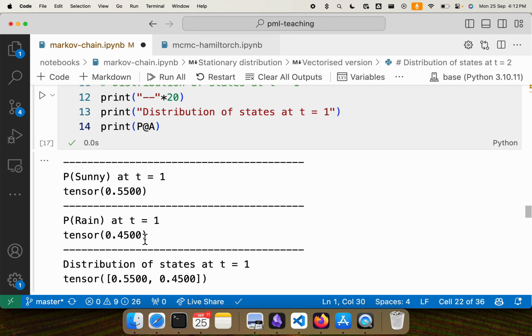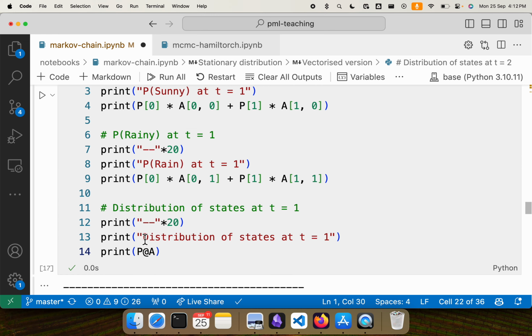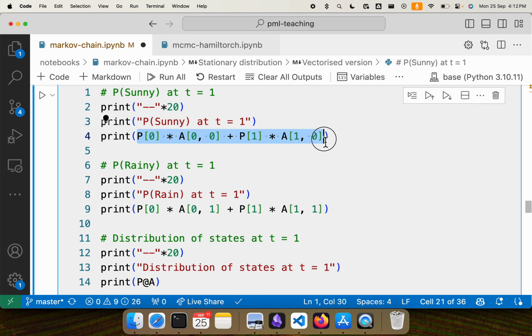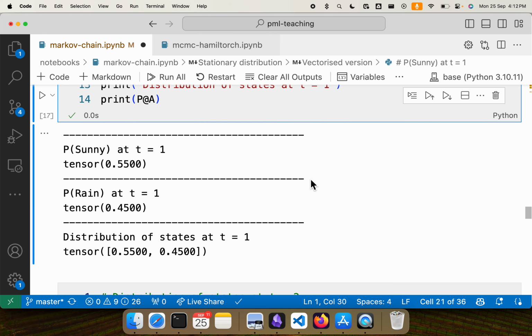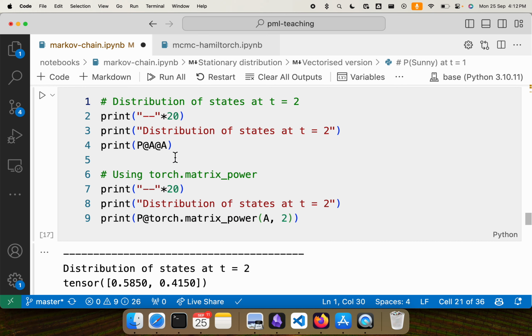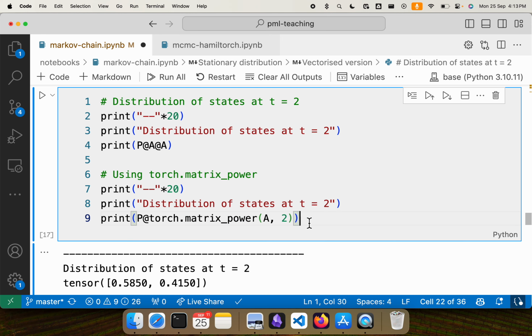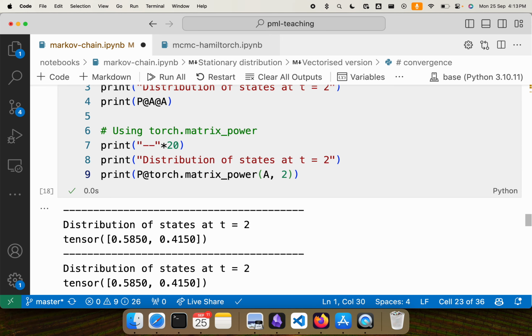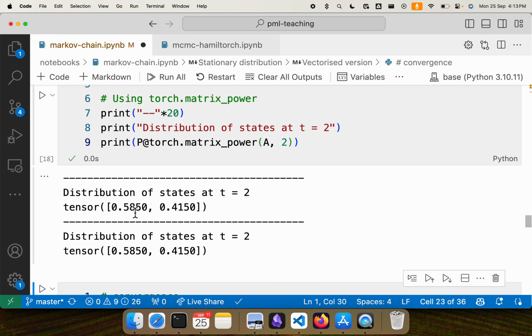We just need to stack them up, right. So, you just need to consider the way these operations are done and break down the matrix product this way. And because of the way the Markov chain is constructed and we depend only on the previous probability, for time t equal to 2, we can do P into A, or P into torch.matrix_power(A, 2), which gives us the probability at time t equal to 2. This is the exact same number that we computed, 0.585 and 0.415.